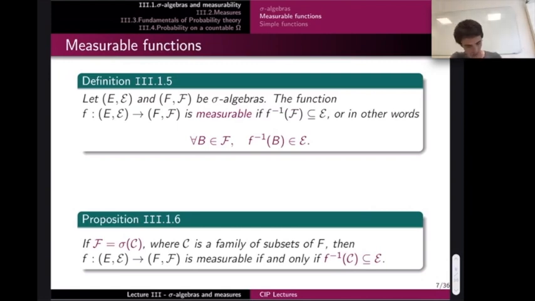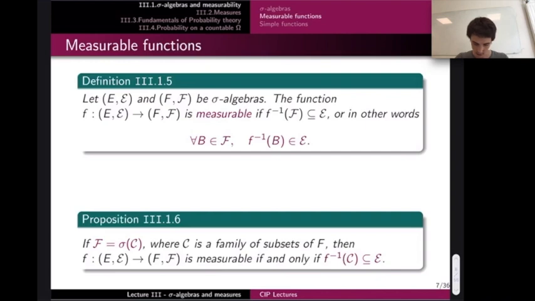So for that we need to define measurability. We need two sigma algebras and a function which goes from the first one to the second one. Okay, two measurable sets. And a function f is measurable if f minus 1 of calligraphic F is included in calligraphic E. So if I expand this expression a little bit, it reads like that. That means that for any B in the final sigma algebra, f minus 1 of B is in the initial sigma algebra. So a few remarks here.